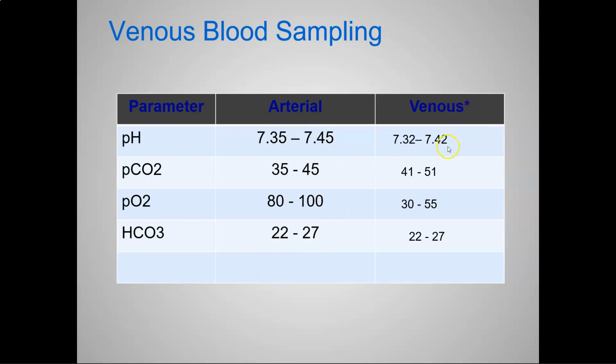Venous, on the other hand, we're a little bit lower because we have some more carbon dioxide. Ionically speaking, our pH has dropped, a little bit more acidic, 7.32 to 7.42. Carbon dioxide concentrations will absolutely be more elevated, 41 to 51. Not by much, but they're elevated. And then look how much oxygen's here, 30 to 55.